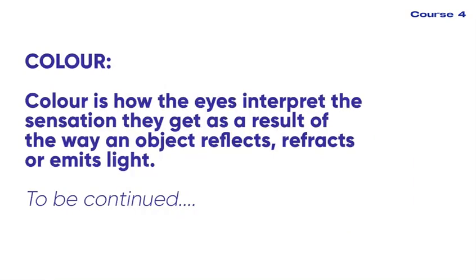The last element we're looking at in graphic design is color. Color is how the eyes interpret the sensation they get as a result of the way an object reflects, refracts, or emits light. This is all we can say about color in this video. Color will be continued in a separate video where we'll be handling color and the theories of color and psychology of color independently in one video.